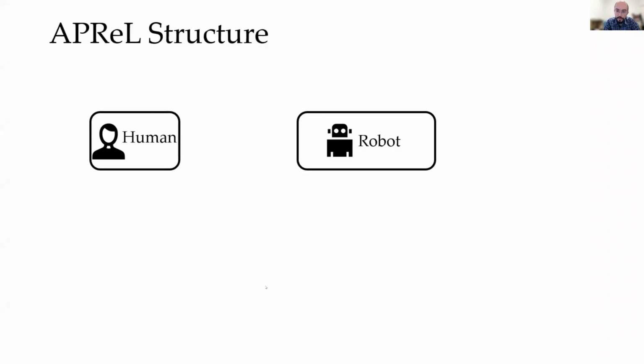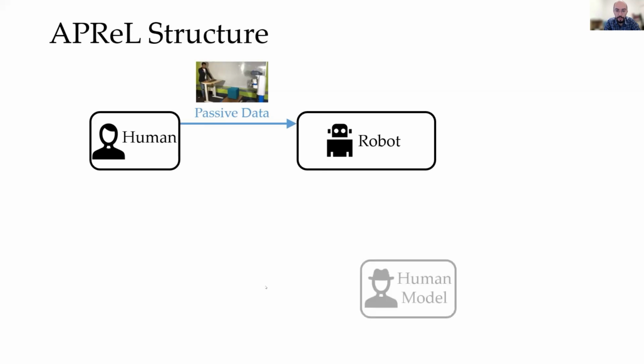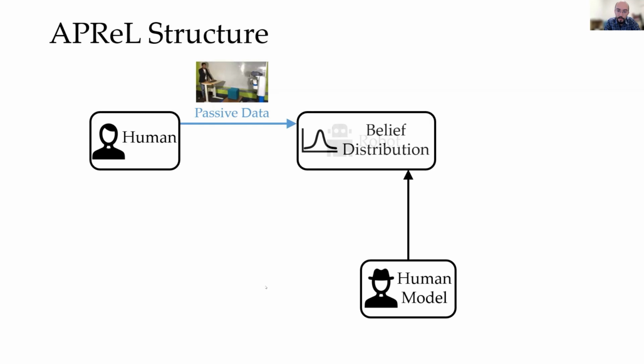First, APReL allows users to give passive data to the robot, such as demonstrations. The only requirement is a human model, which is a model of how likely each data sample is. With this model, APReL builds a belief distribution over the reward parameters W, and it then refines this distribution by querying the user with some questions. This is the idea in active preference-based reward learning.